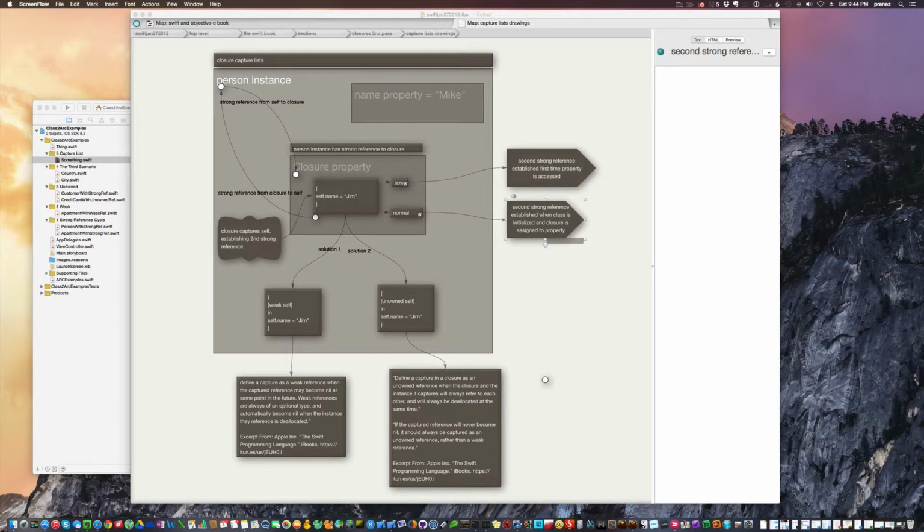You do it when you expect the person instance not to be nilled out, or you expect both of these instances, the closure instance and the person instance, to be deallocated at the same time. Okay? So there, I hope that drawing helps.